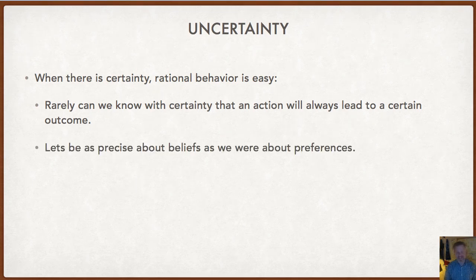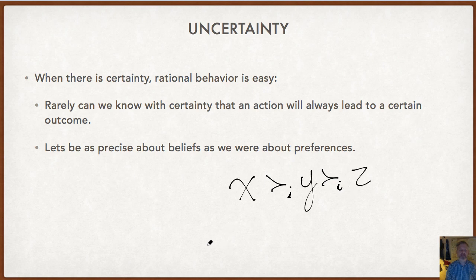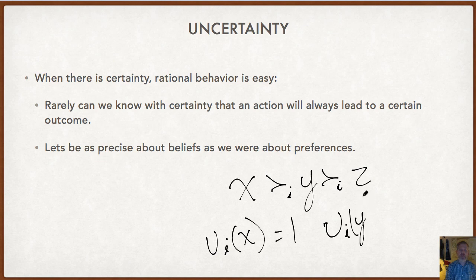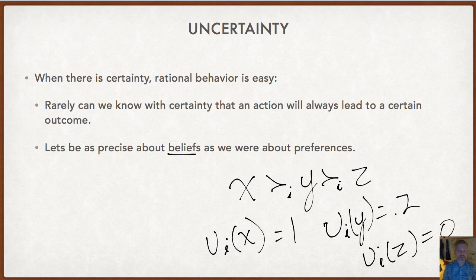So let's try to be as precise about beliefs as we are about preferences. Remember, we took a preference ordering like this, and we made it more precise by turning it into utility numbers. We said that maybe this person likes X with 1 util, they like Y at, I think the example we had before was 0.2 utils, and they didn't like Z at all. They thought Z gave them 0. So we're going to be just as precise about beliefs as we were about preferences.